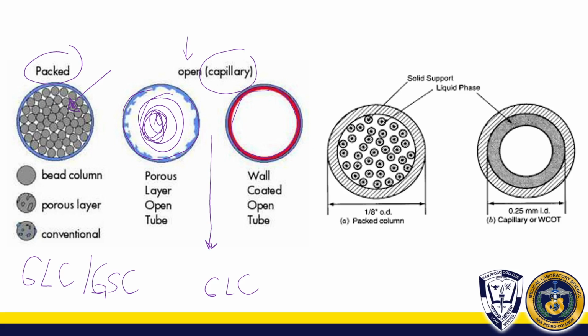Okay? Now, capillary could actually provide a higher separation efficiency compared to your packed column. But the problem with capillary is that it tends to be overloaded easily. Meaning, you cannot measure a lot of sample at one time. So that is actually the advantage of packed: it has greater sample capacity.